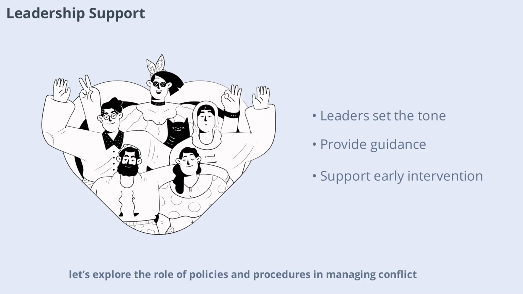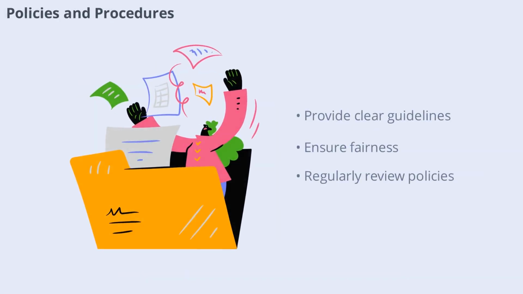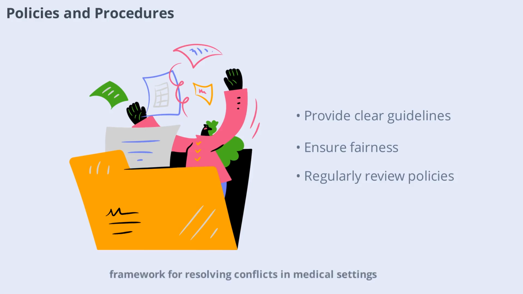Next, let's explore the role of policies and procedures in managing conflict. Clear policies and procedures provide a framework for resolving conflicts in medical settings. These guidelines outline how conflicts should be reported, who should be involved, and what steps should be taken. Having a standard process ensures consistency and fairness, making it easier for staff to know what to do when disagreements arise. Policies should be reviewed regularly and updated as needed to reflect best practices.